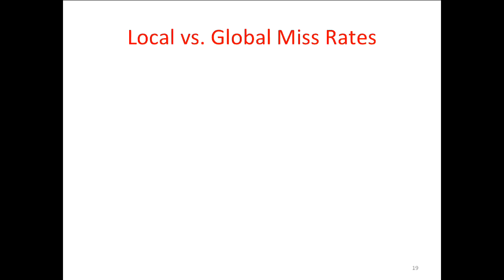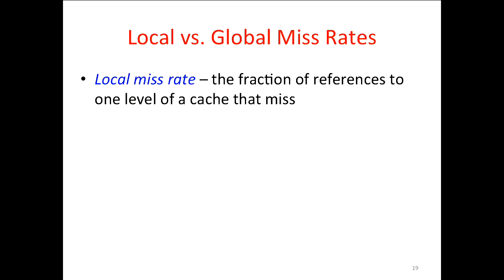Okay, now when you're talking about multi-level caches, it's important to understand the difference between what we call local miss rates and global miss rates. Okay, so a local miss rate is if I just take one cache's perspective on things. So locally, I look at what requests do I receive, and how many of those cause a miss in my level of the cache. Okay, just local to that one cache level.